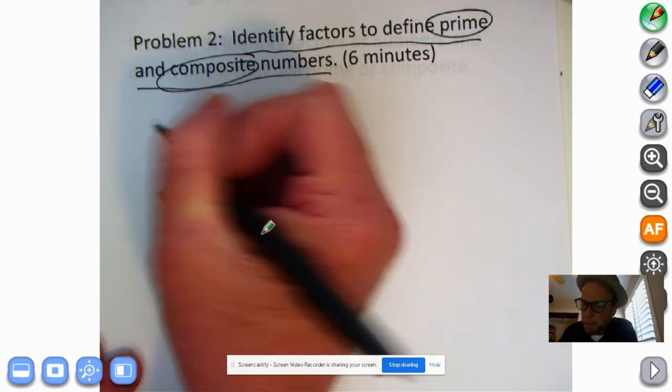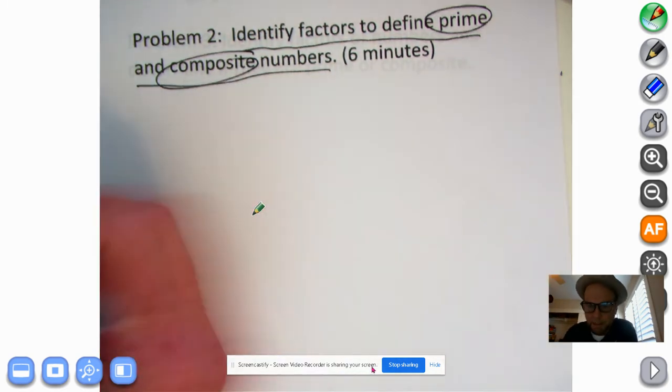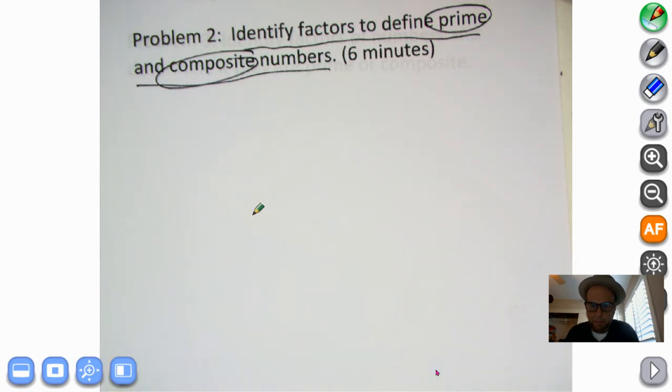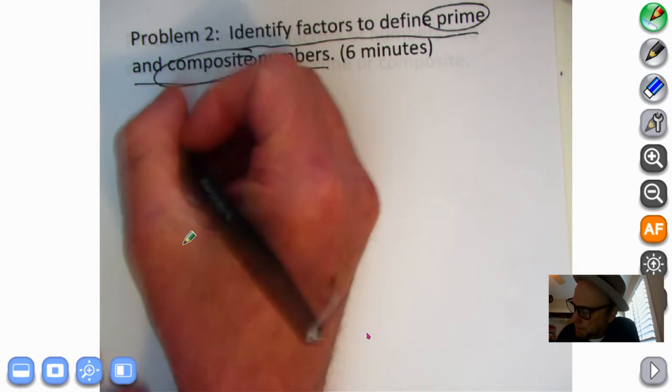Let's go with the number 16. Okay, remember we made some arrays the other day. So let's go ahead and start with 16.